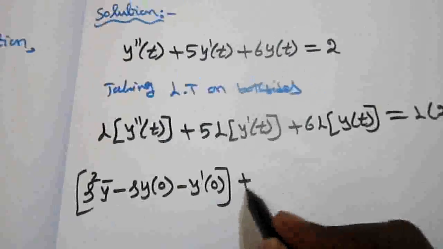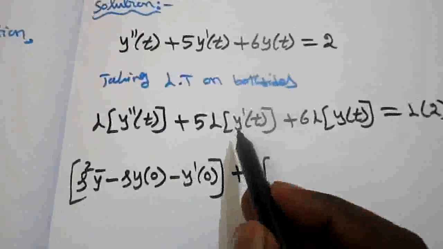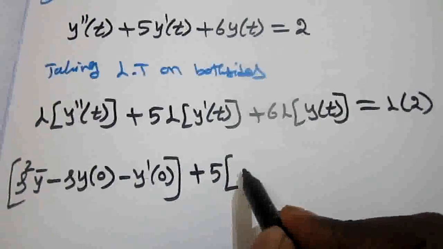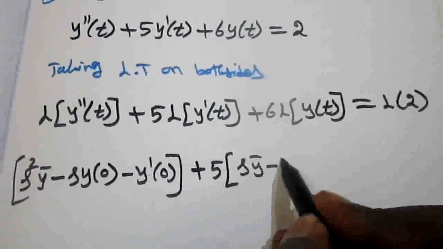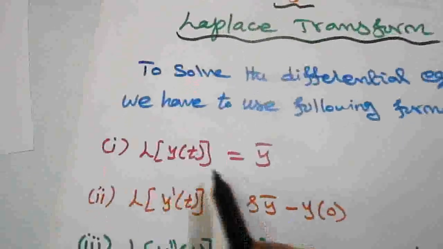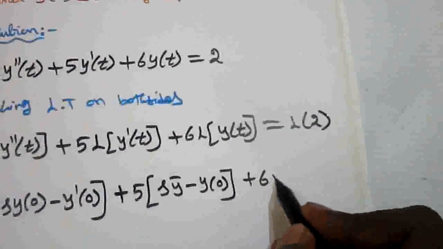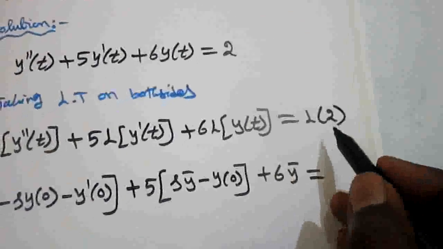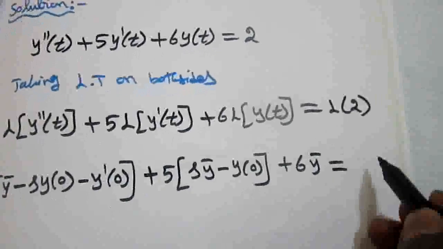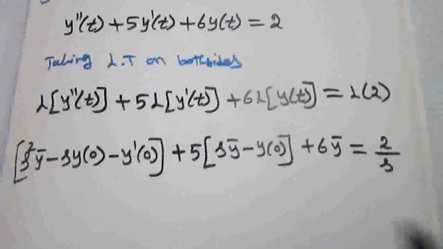And plus 5 into L of y dash of t. What is L of y dash of t? This is s y bar minus y of 0. So this is the second formula, L of y dash of t. And plus 6 into L of y of t. What is L of y of t? L of y of t is y bar. This is equal to Laplace transform of 2. Laplace transform of 1 is 1 by s, so Laplace transform of 2 is 2 by s.